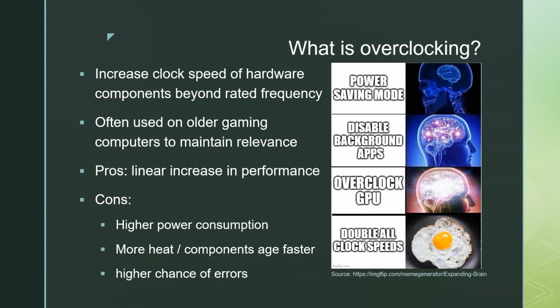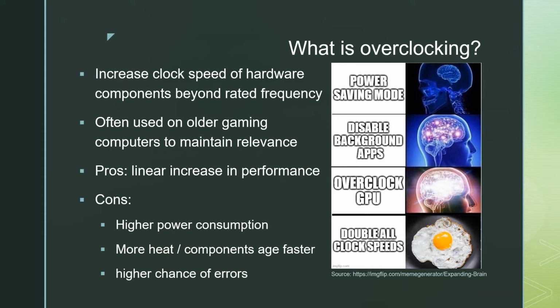One way to improve performance on underpowered systems is overclocking. Overclocking is where you increase the clock speed of hardware beyond its rated frequency, the speed which the manufacturers say is a safe speed. This is often used on older gaming computers in order to allow them to play more modern games and be a little bit more relevant before you move on to buying the next computer.